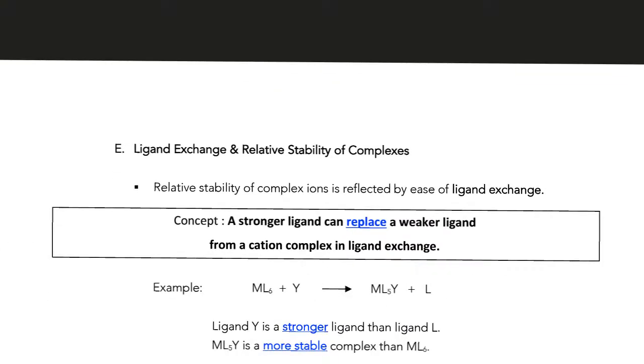So for example, here I have 4 ligands around my metal center. Now I can substitute one of the ligands with Y. Y is obviously a stronger ligand than L. This also means that the ML5Y complex here is more stable, because you form a stronger dative bond, so more energy is released during the formation of the dative bond between Y and M. So this compound, ML5Y, will have lower energy, which is why it's more stable.